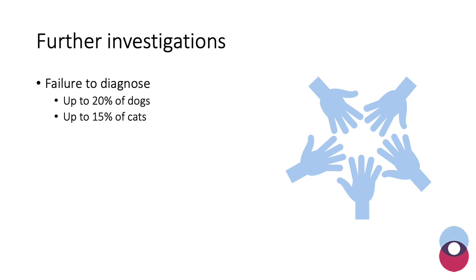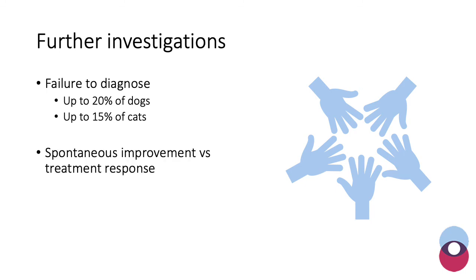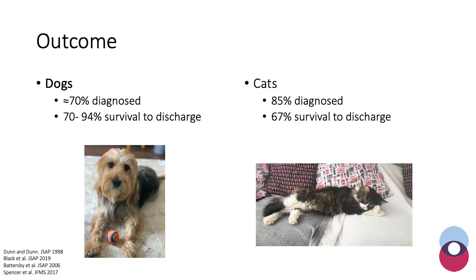We might not find a diagnosis in up to 20% of dogs and 15% of cats. The reason is that it might be an unusual disease that we are not able to diagnose, or in quite a few of these patients they will spontaneously improve, or respond to the treatment given, without necessarily a diagnosis being present. So about 70 to 80% of dogs naturally get a diagnosis and have a higher likelihood of survival to discharge.